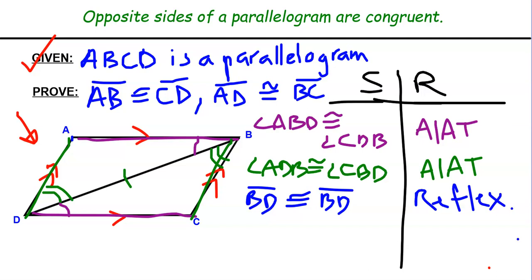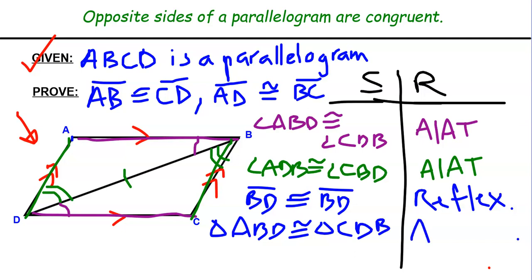Well, now we have everything we need to be able to say that these two triangles are congruent. We want to show that segments are congruent, and one of the most effective ways we can do that is using CPCTC. So we have two angles, and the side that is included between those two angles as congruent. So we can say, using ASA, the triangle ABD is congruent to triangle CDB because of ASA.